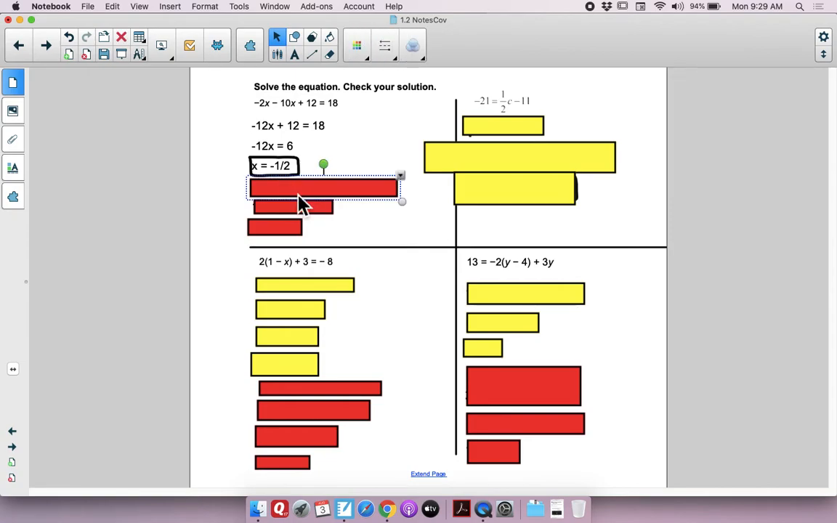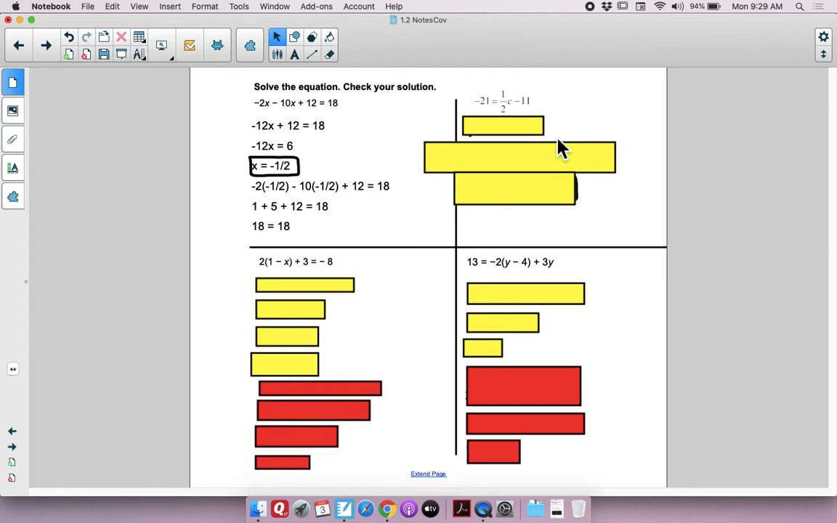And when you check it, you plug back in. And negative 2 times negative 1/2 is 1. Negative 10 times negative 1/2 is positive 5. And we have the plus 12. Does all that add up to 18? Gosh, I sure hope so. Yes, I did get the magic number. Check, check. Okay, let's go up here and do this one next.